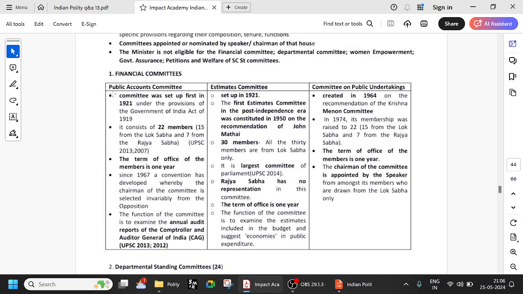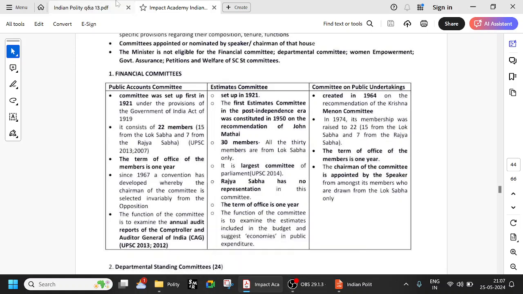This is 1921, and the Public Accounts Committee is also very important. It was first set up in 1921. So we have already seen, right, 22, 15 plus 7, 30 members. Estimates Committee is the largest committee. Okay, 30, 15 plus 15, basically, and all from Lok Sabha. Rajya Sabha has no representation in the Estimates Committee. Very important.